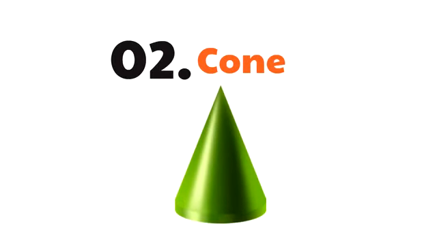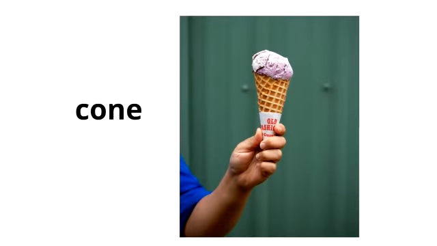Our second 3D shape is the cone. The cone is a really cool shape with a circle as the base or the bottom, and it all comes up to one point called a vertex. Here's an example of a cone I think we all love, the ice cream cone. If it doesn't have any ice cream inside and you flipped it upside down, you'd be able to see the circle base, and it all comes up to one point called the vertex.